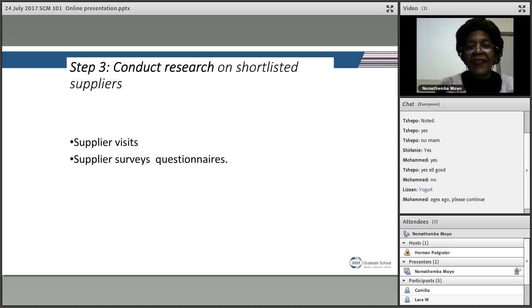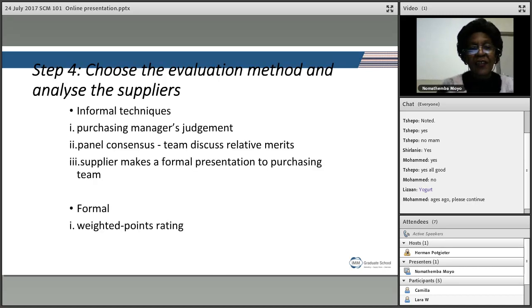Then step 3 was conduct research. How do you conduct this research? You visit the suppliers or make supplier surveys and questionnaires. Then step 4: choose the evaluation method and analyze the suppliers. How are you going to evaluate them? Like informal techniques, purchasing manager's judgment. The purchasing manager, you remember, is in that business, he knows exactly. So you might use that informal technique of having the purchasing manager judging.